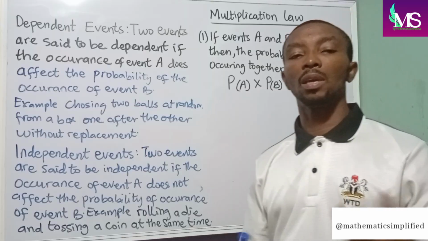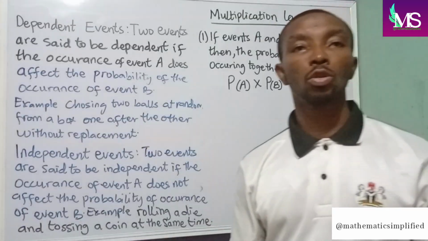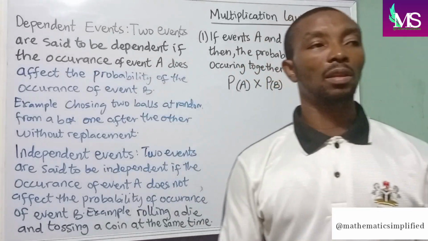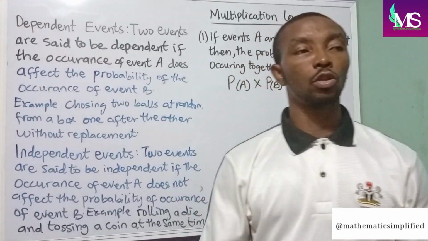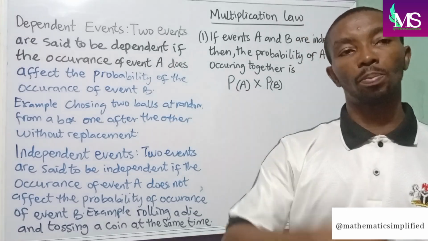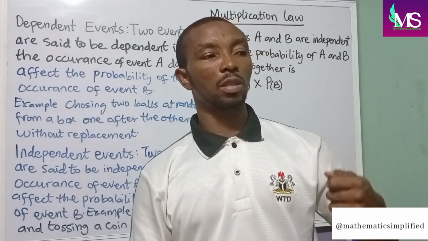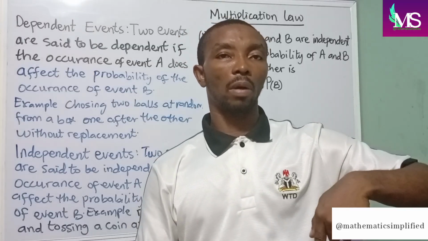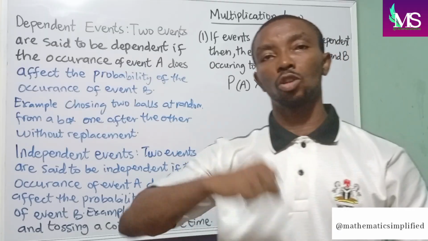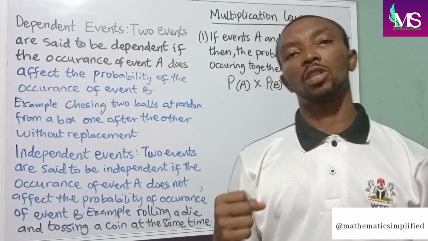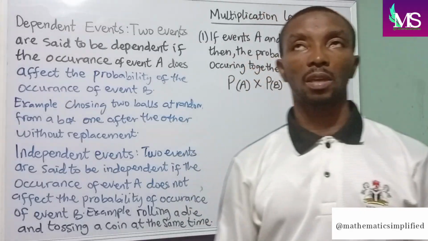An example is picking a ball from a basket or a bag or a box without replacing. Let's say we have 5 balls in our basket. If we choose the first ball without replacing it back, that means our second choice has been reduced, right? So the choice of A, the first choice, is affecting the second choice. That is what dependent events are.